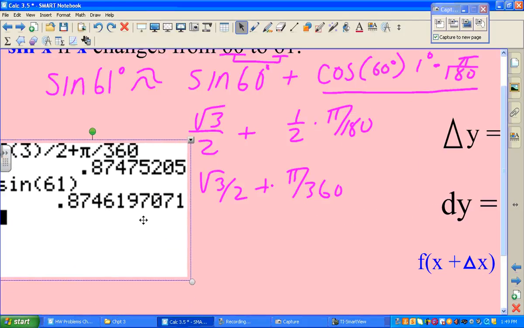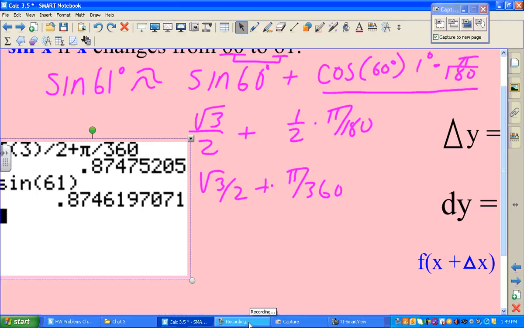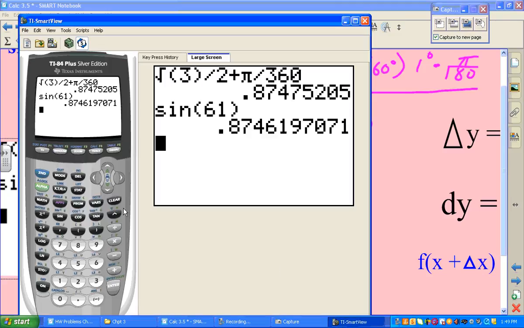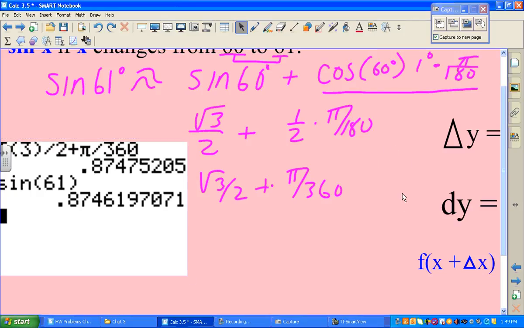How close is that? Well, I could subtract them, I don't want to. It's pretty close. If you round to the 4th decimal place, you're right there. No, you're not. 3rd decimal place. Okay, so that's nearest thousandths. It's pretty good for no harder than the equation is.